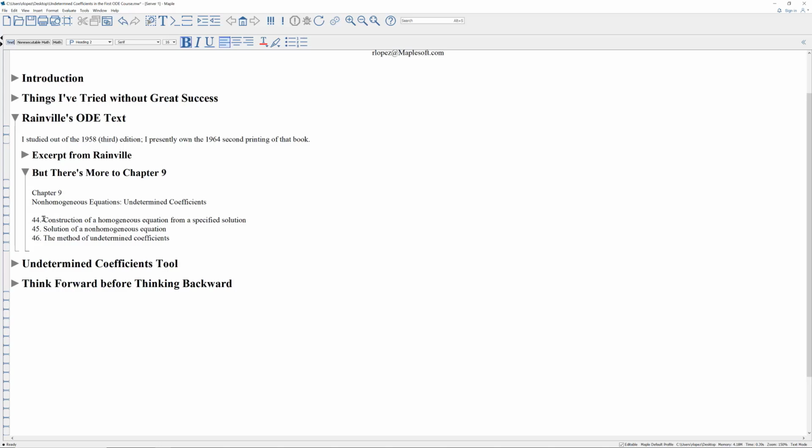But look at what he starts with: construction of a homogeneous equation from a specified solution. That's the essence of this backward thinking students have to absorb in order to get going with undetermined coefficients. He puts that first. Once you've got this part structured, then the non-homogeneous solution is the sum of the homogeneous solution and the particular solution. Okay, but this is nothing but examples going forward.